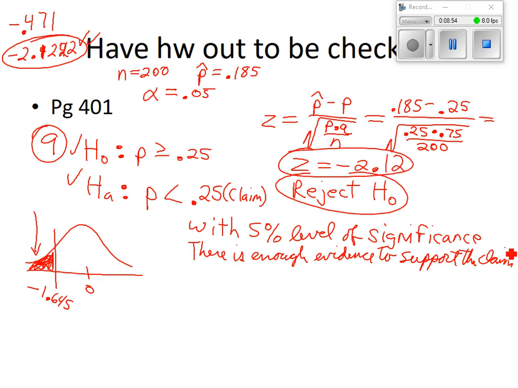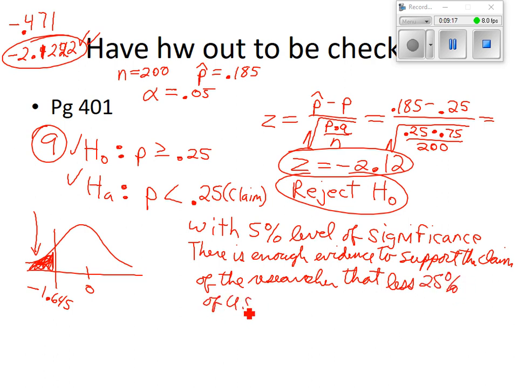And that's our first 2 parts, then our last part is to tie it to the problem. The researcher claimed that less than 25% of US adults are smokers.